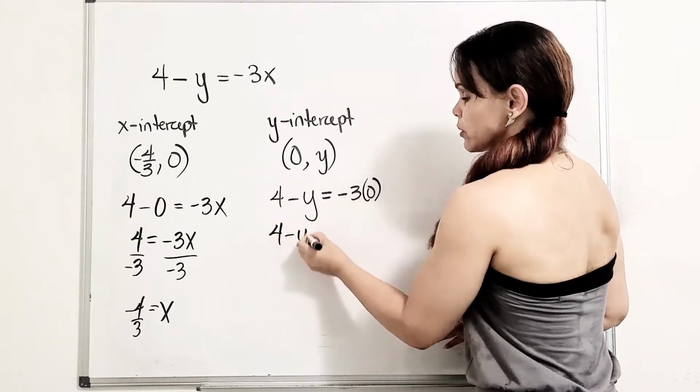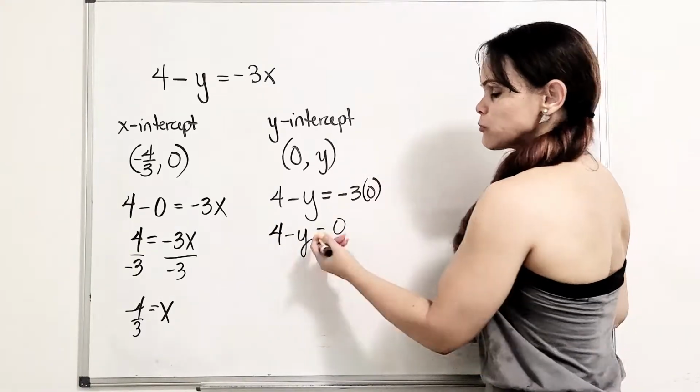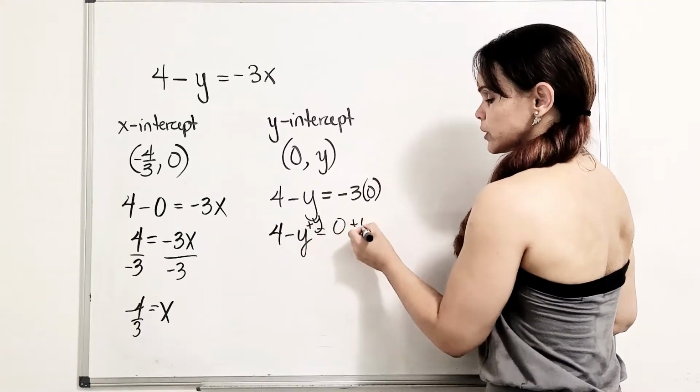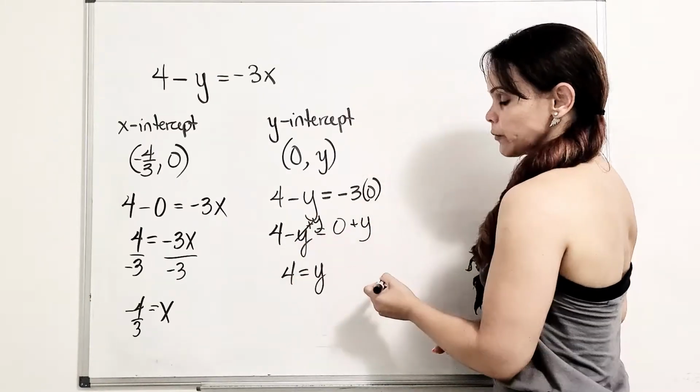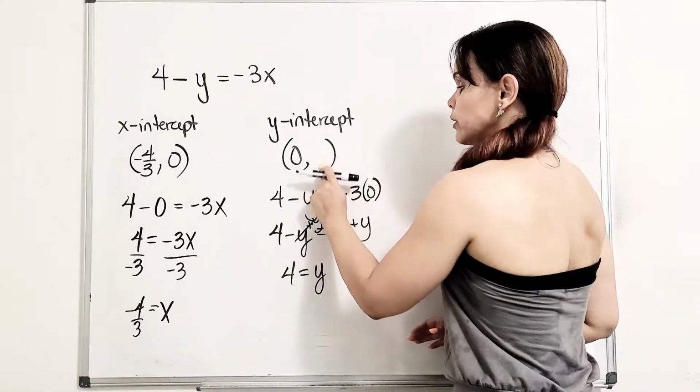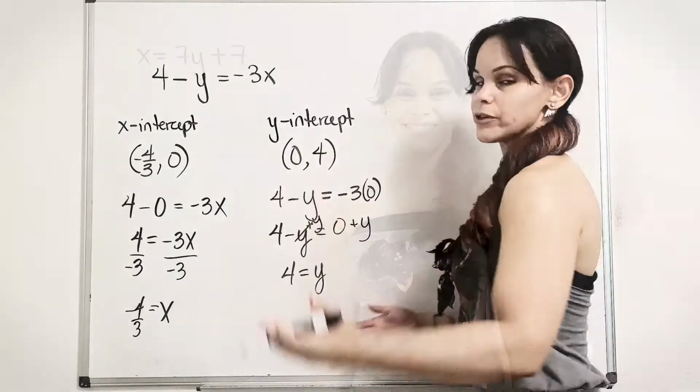So I have 4 minus y equal to 0. So I'm just going to add y on both sides of the equality. So this cancels out here. So 4 is going to be equal to y. And the y-intercept here is going to be the point with coordinates (0, 4).